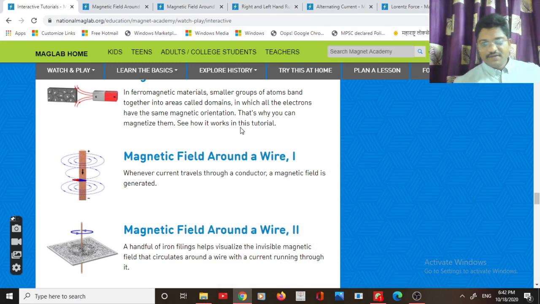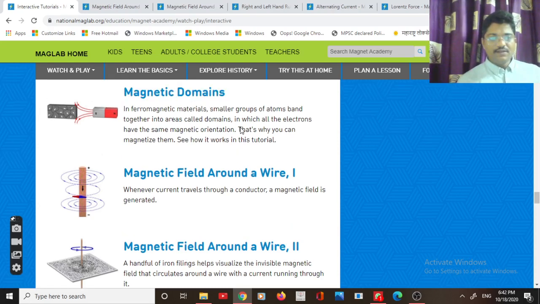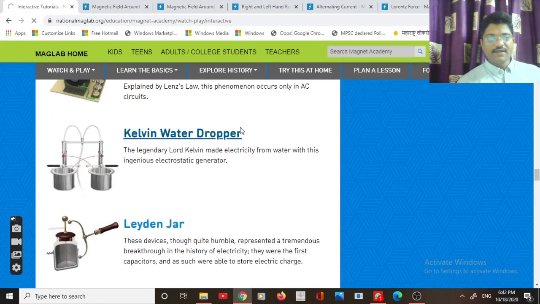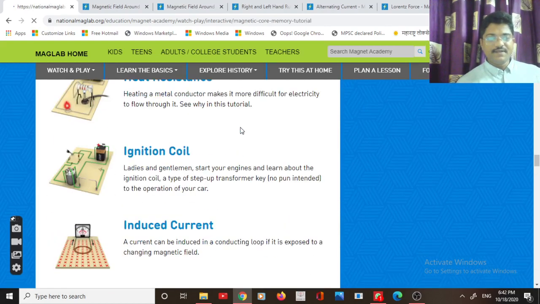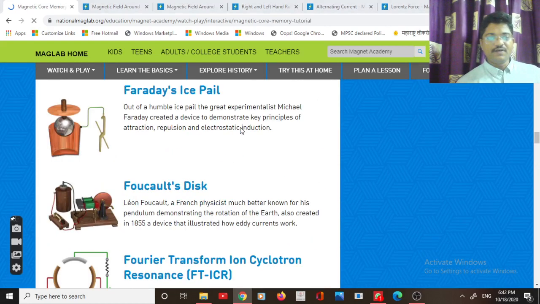Today we are going to see some topics related with the magnetic effect of electric currents, and I am going to show you some interactive sites as well as activities in this lecture. First of all, you know all this stuff, how magnetic effects are there, Oersted experiment is there, and then what is the behavior of the magnetic field lines.